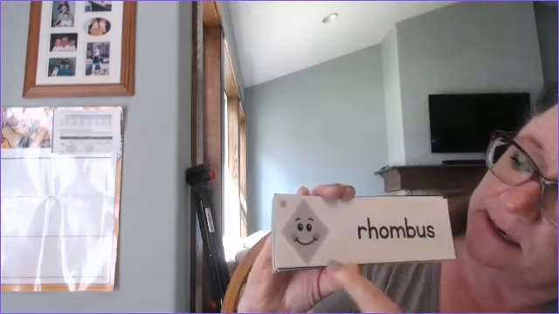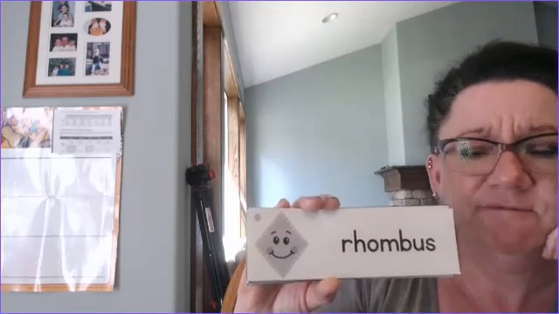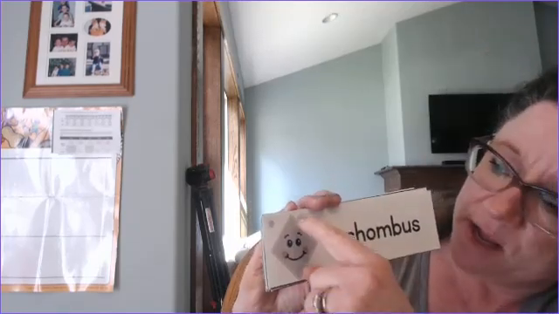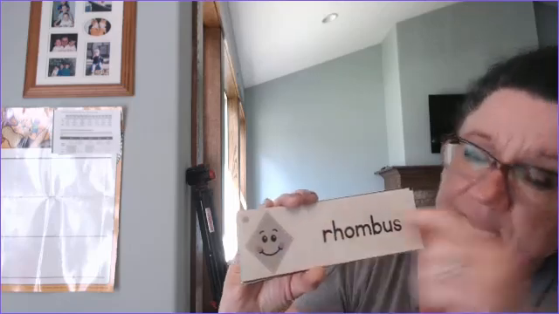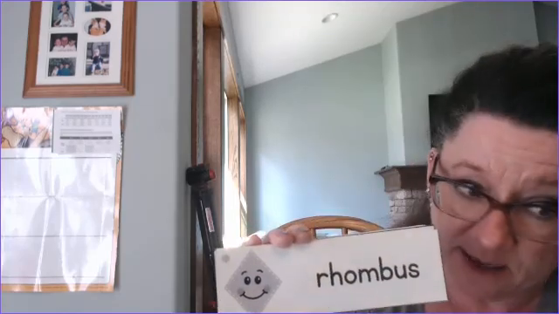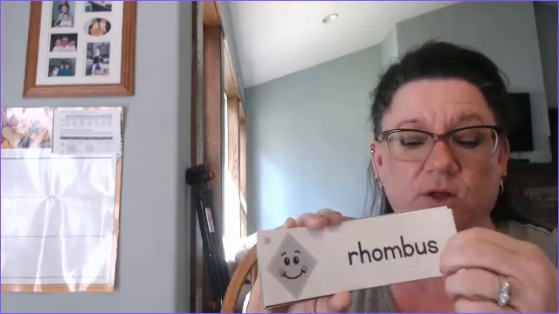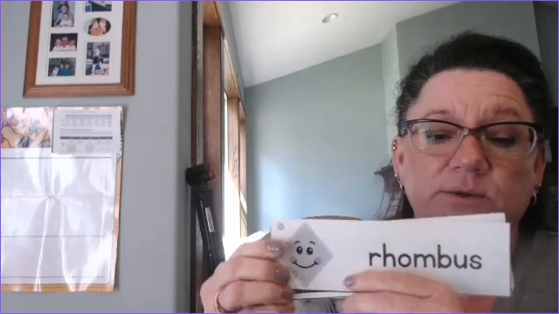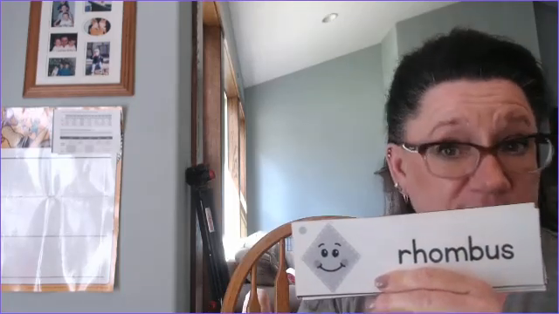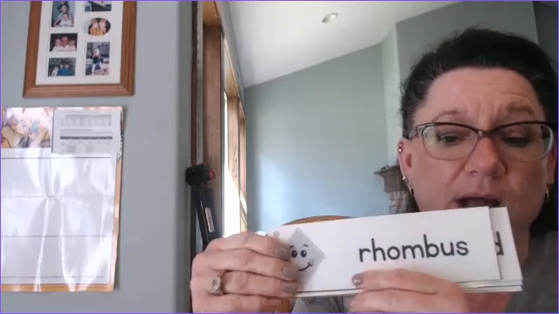A rhombus has how many sides? 1, 2, 3, 4. How many vertices does a rhombus have? 1, 2, 3, 4. Just like another shape we're going to talk about. Look in your house. See if there's anything you can think of in your house or anywhere that would tell you that this is a diamond, or the math word is rhombus.